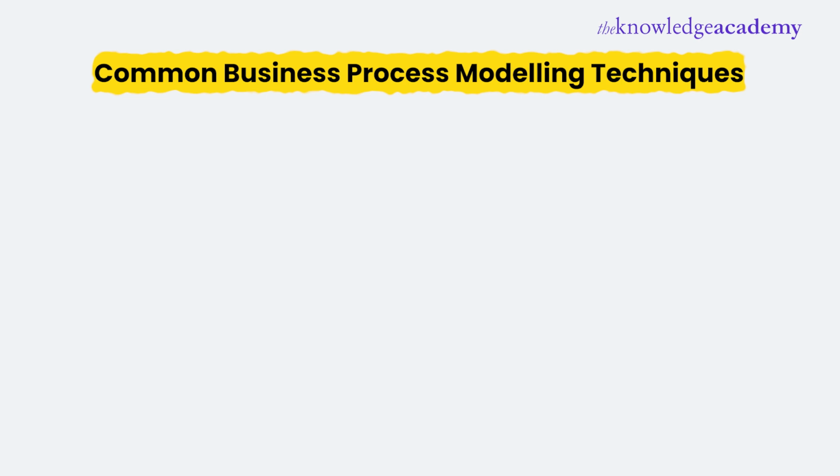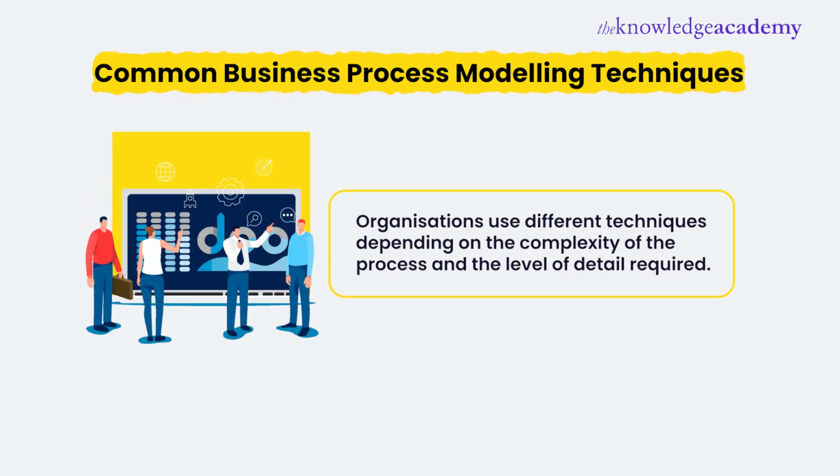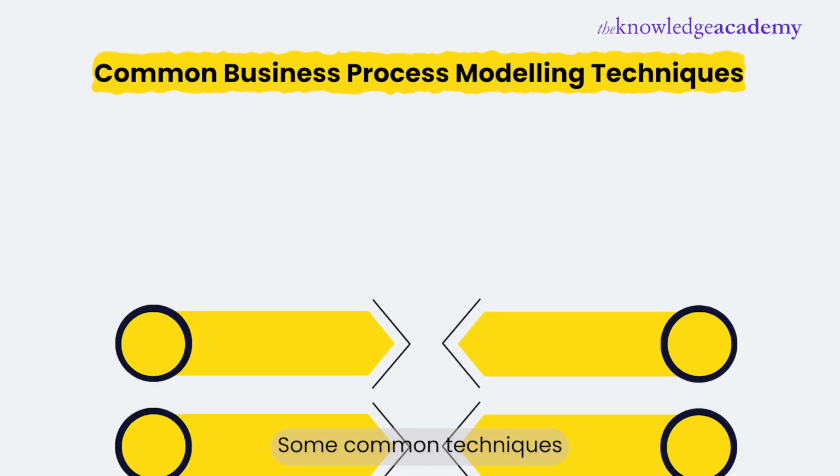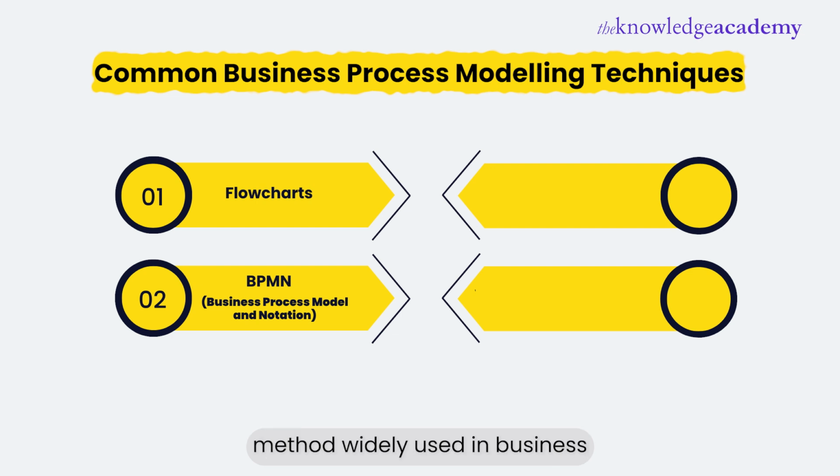Common business process modeling techniques. Organizations use different techniques depending on the complexity of the process and the level of detail required. Some common techniques include flowcharts, simple diagrams that show process steps and decision points. BPMN, business process model and notation. A standardized modeling method widely used in business analysis and process management.